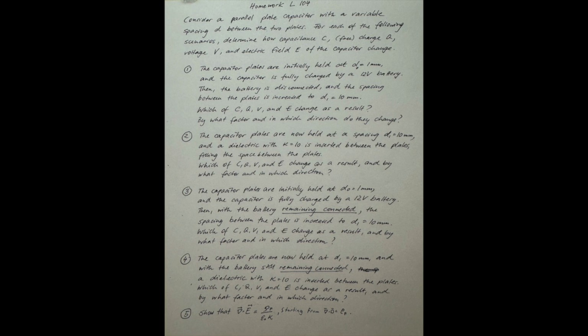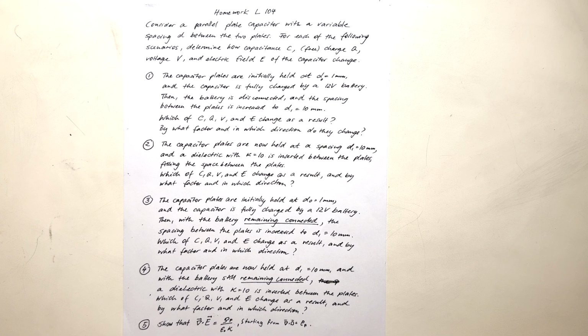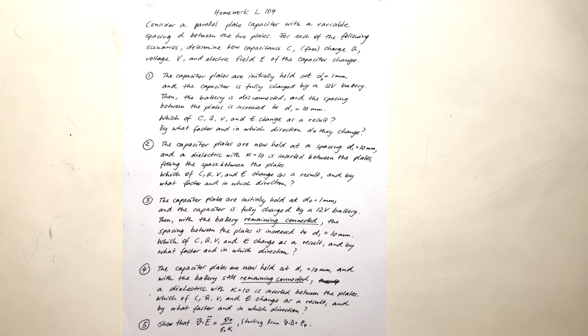Problem set for Lecture 104. Okay, problem number 1. Consider a parallel plate capacitor with a variable spacing of d between the two plates. For each of the following scenarios, determine how capacitance C, free charge Q, voltage V, and electric field E of the capacitor change. All right, so this applies to problems 1 through 4. I should have probably had that specified there.